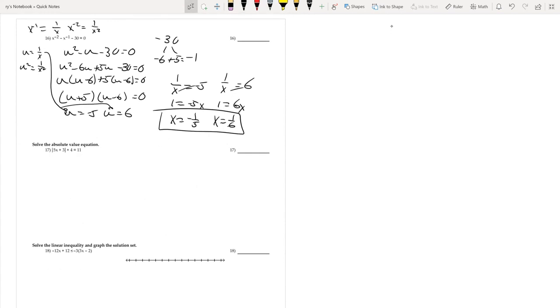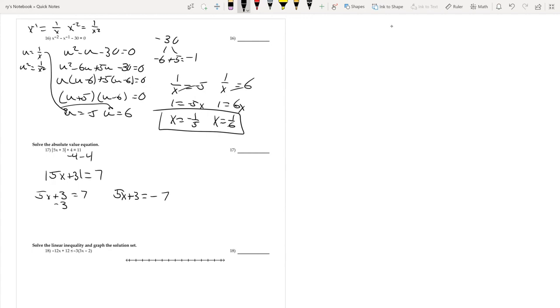All right, number 17, solve the absolute value equation. Kind of similar to how we were doing the square root before. You want to get the absolute value alone before you start dealing with it. So I'm going to minus this 4 over. So I have the absolute value of 5x plus 3 is equal to 7. When you get rid of the absolute value symbols, you write one as your normal equation. So 5x plus 3 is equal to 7. But then also 5x plus 3 is equal to negative 7.